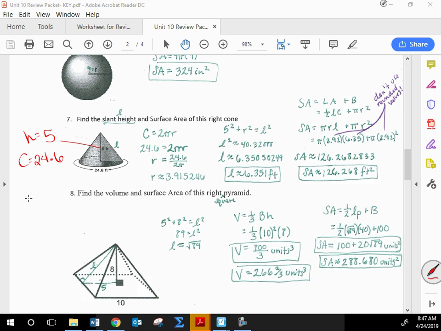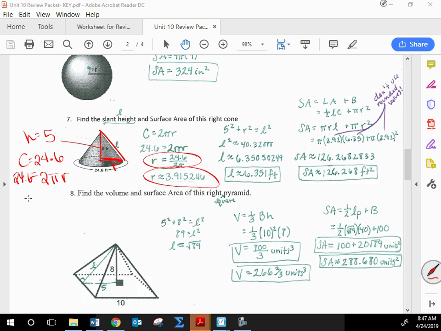So for slant height, we have to think of what equations we can use. We know that our lateral area has slant height within it, but we don't have the lateral area given to us. We can also use the Pythagorean theorem, but for that I would need to find my radius. So let's first find our radius. They gave us our circumference, so let's take a look at the equation for circumference. It's 2 pi r, which gives us a way to solve for radius. So 24.6 equals 2 pi r, and solving for the radius, r is 24.6 divided by 2 pi, or about 3.9152116.